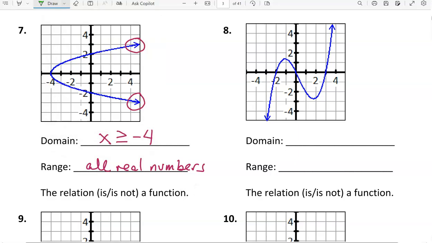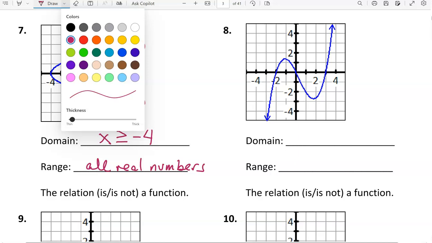However, when we pass a vertical line through this graph, you'll notice that it intersects twice, which makes this not a function.